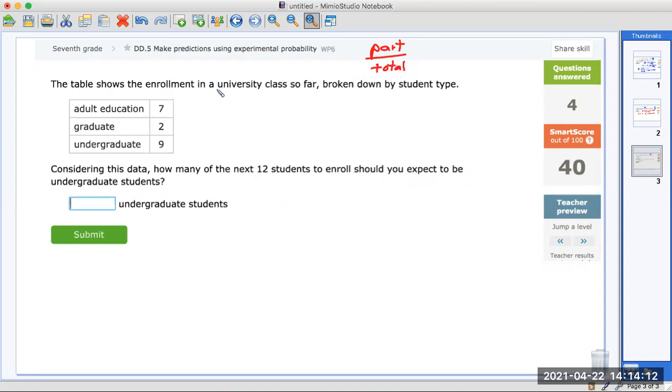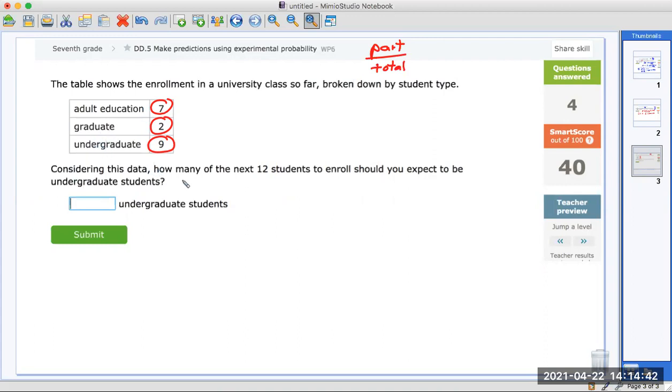The table shows the enrollment in a university class so far, broken down by student type. Adult education 7, graduate 2, undergraduate 9. By the way, graduate student means you already have a bachelor's degree, you're working on your master's degree. Undergraduate means you have not achieved your bachelor's degree, which is like a 4-year degree, usually 4 or 5 years, that's how long it takes, and you're still working on that.